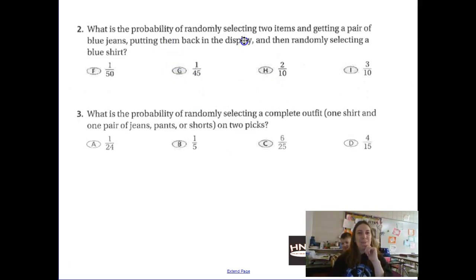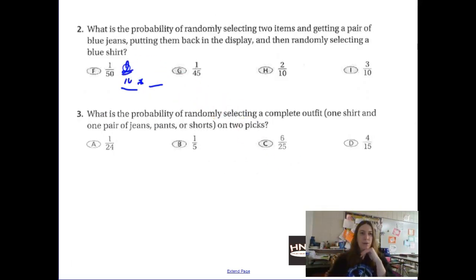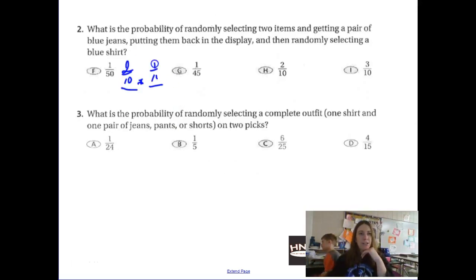What's the probability of randomly selecting 2 items and getting a pair of blue jeans, putting them back in the display, so this is called with replacement, and then going back in and selecting a blue shirt. So we have 2 events, but we're going to multiply the probabilities together. So a pair of blue jeans, it was 2 blue jeans, right? Yeah, so 2 out of 10. Don't even bother reducing that. And then put it back, and then you're going to select a blue shirt, which was 1 out of 10. So we have 3 out of 100.